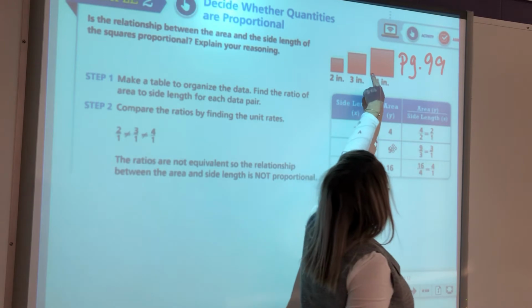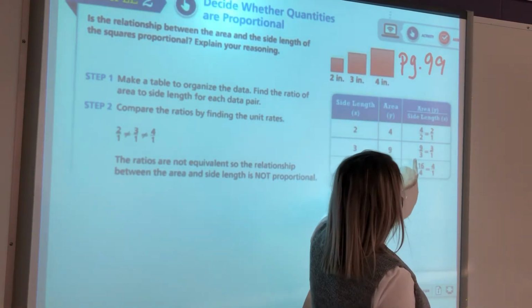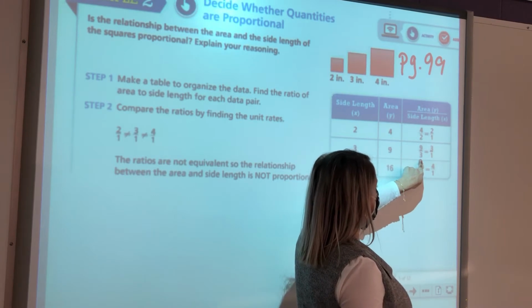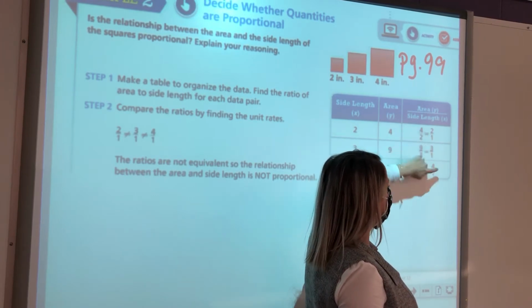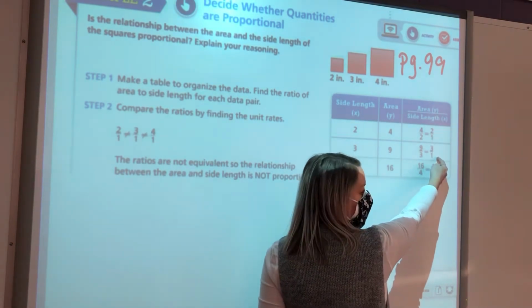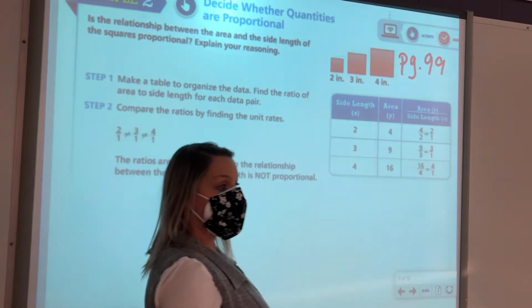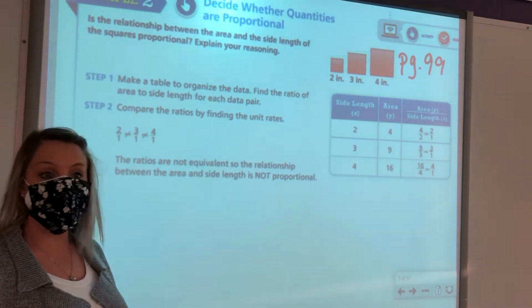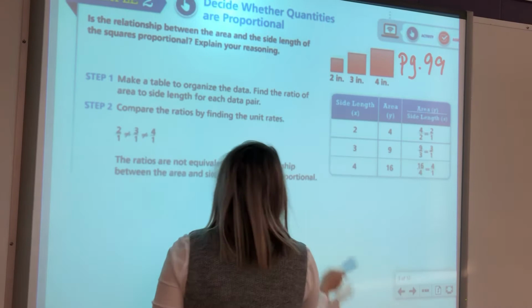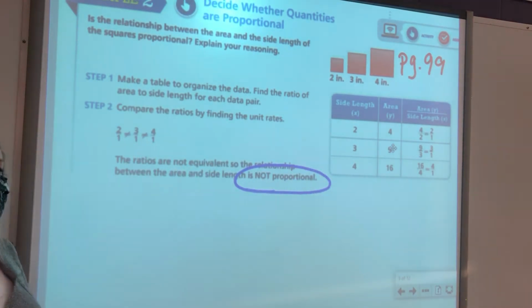Now if you've got a 3 by 3 square, 3 times 3 is 9. So our ratio is 9 over 3. When we reduce 9 over 3, we get 3 over 1. What do you notice about this one and this one? They're not equivalent. So is this a proportional relationship? No. This relationship is not proportional because all of our ratios are not equivalent.